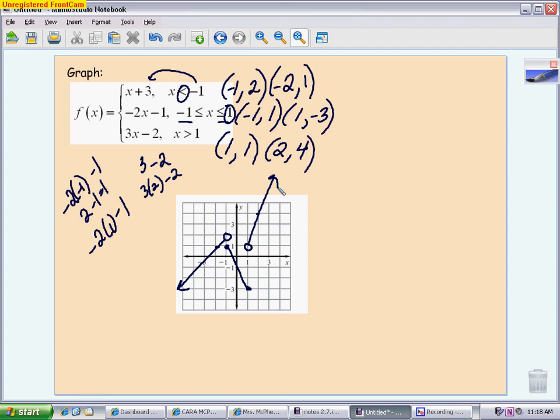So this is what your piecewise functions will look like when you have 3 different equations. You're going to have a ray heading left, you're going to have a ray heading right, and then in between you're going to have a segment that is just going to have a definite starting and stopping point, whereas the other ones have one endpoint, which may be open or closed. In this case they're open, and then extend the other direction, which is what a ray is.